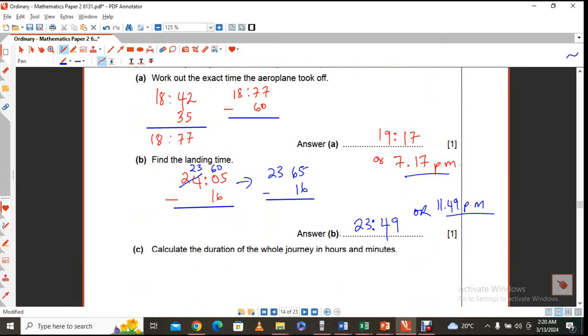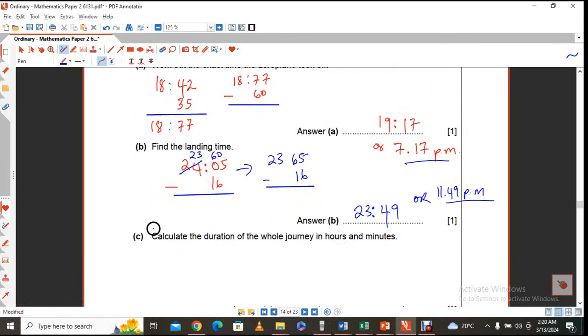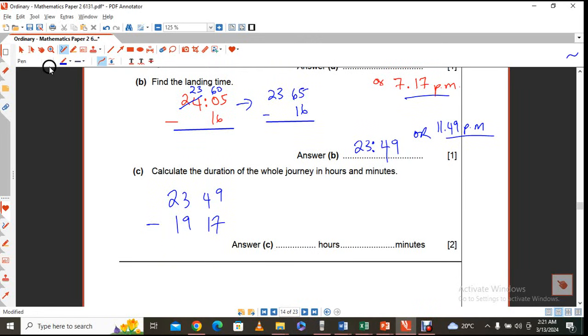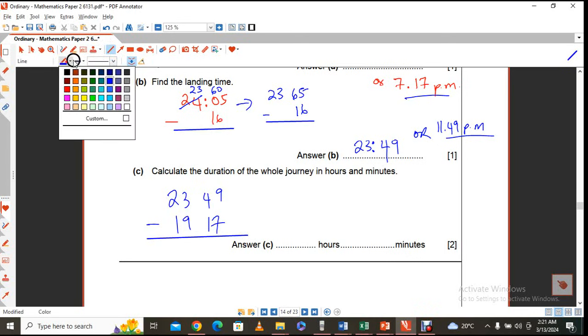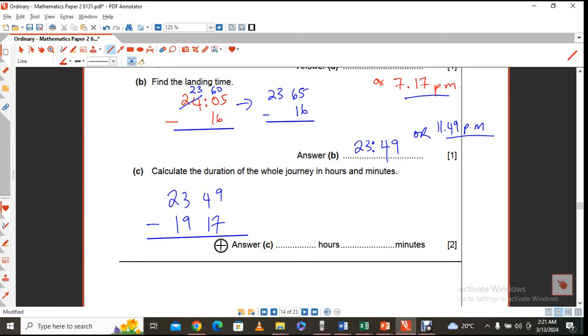The duration, now the duration, you just subtract the two of the whole journey. You say 23:49 minus 19:17. Of course, let's see what we get. If we were to do the subtraction, if you take away 17 from 49, that is going to be 32. So that is 32 minutes. And if you take away 23 minus 19, well, that's 4 hours. So it's 4 hours and 32 minutes.